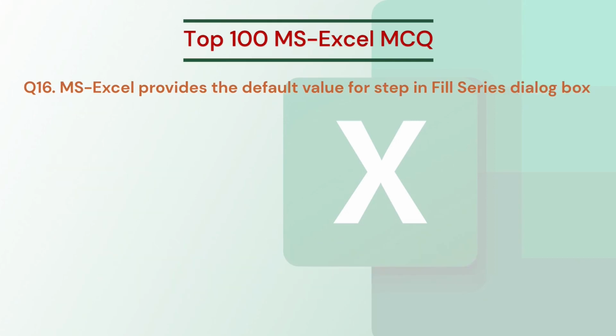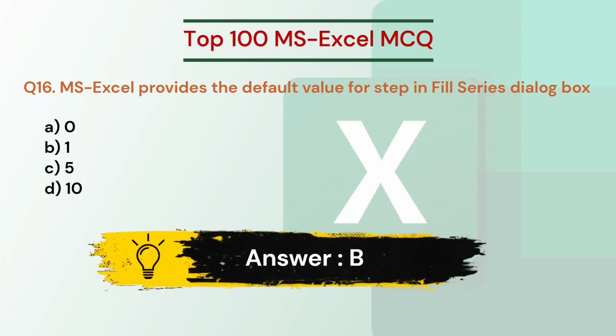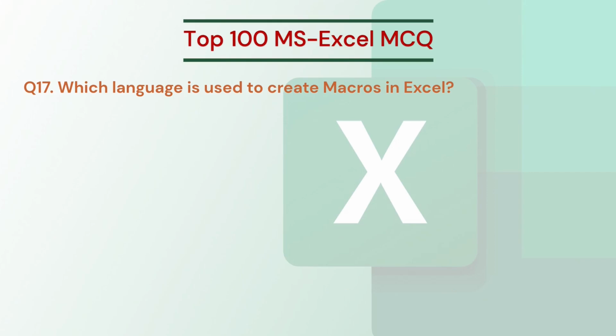MS Excel provides the default value for step in the Fill Series dialog box. A. 0 B. 1 C. 5 D. 10. Correct answer is B. 1.